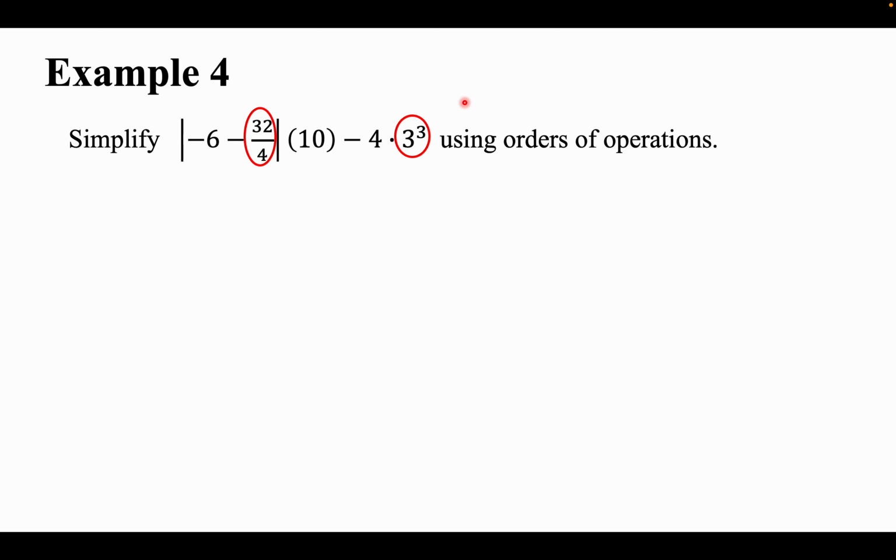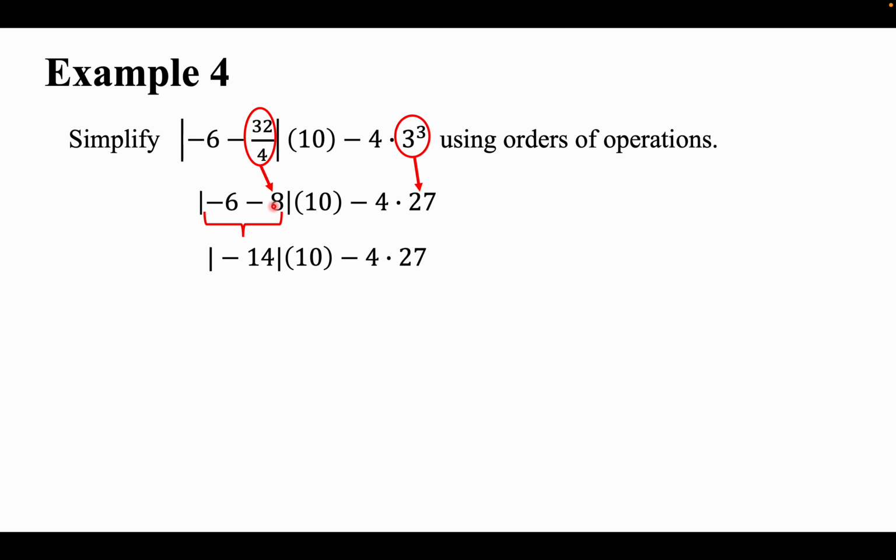So 32 divided by 4 is 8. And that turns into 27, because 3 times 3 times 3. And then I can still look at what's inside the absolute value. Negative 6 minus 8, that's a negative 14. Keep the rest the same. Absolute value of negative 14 is positive 14. And then keep the rest the same.